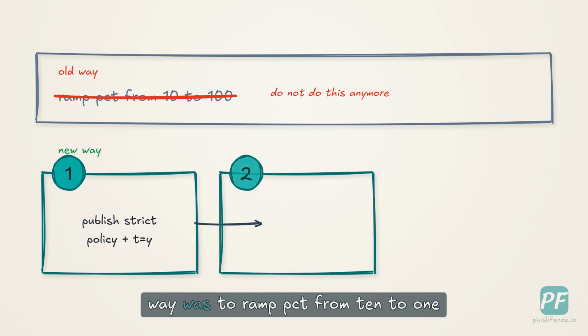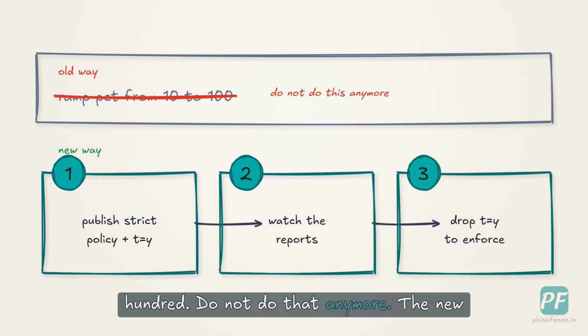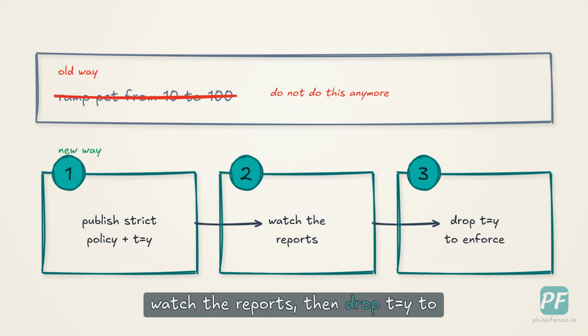The old way was to ramp PCT from 10 to 100. Do not do that anymore. The new way, publish the strict policy with T equals Y, watch the reports, then drop T equals Y to enforce.